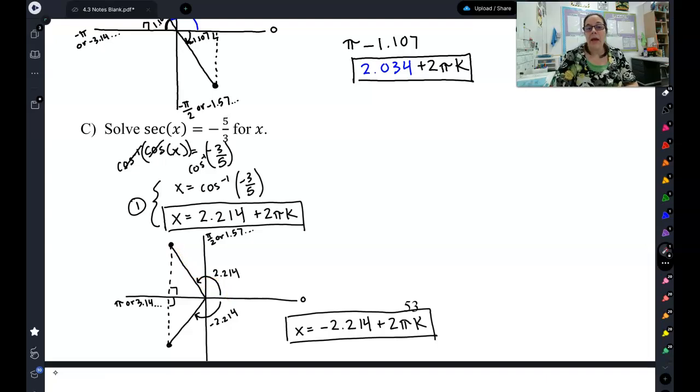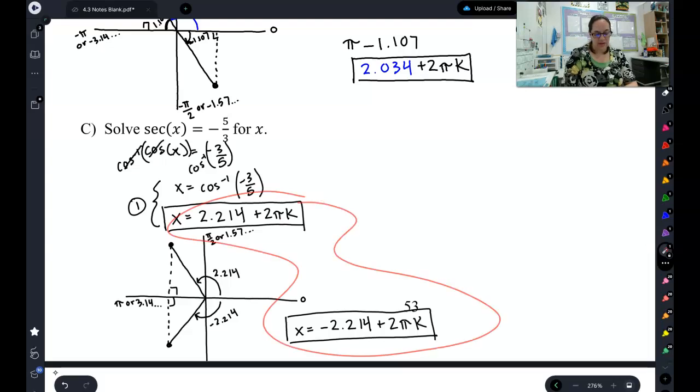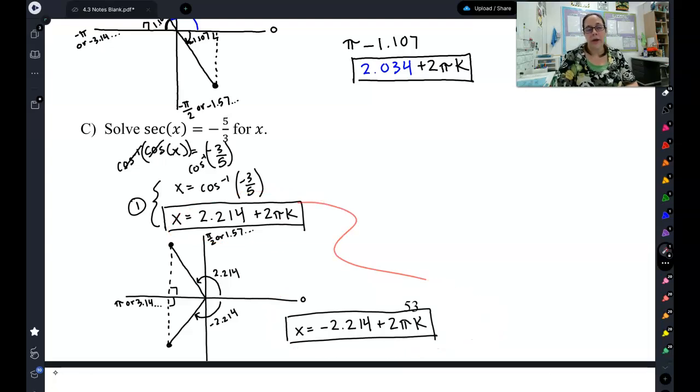Now I need to find my other triangle. Now I'm dealing with cosines here, so I want the other triangle that will have the same cosine value or the same x value. So that's this triangle here. Notice they have the same x value. And the angle is symmetric, so the angle to this triangle would be negative 2.214, because now I'm going clockwise to get to this angle. So my other answer would be this angle, negative 2.214, plus 2 pi k. And that gives me both sets of triangles, aka all angles, that will give me this cosine value.